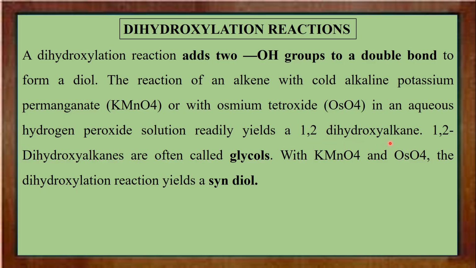1,2-dihydroxy alkane. These 1,2-dihydroxy alkanes are called glycols. So with KMnO4 as well as osmium tetroxide, the dihydroxylation reaction yields syn-diol or cis-diol.